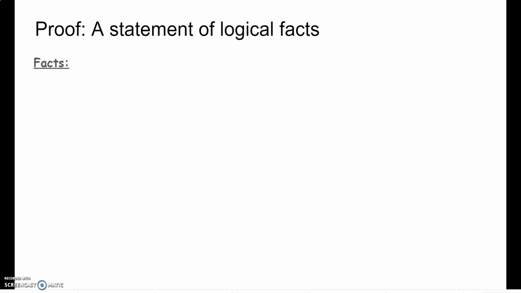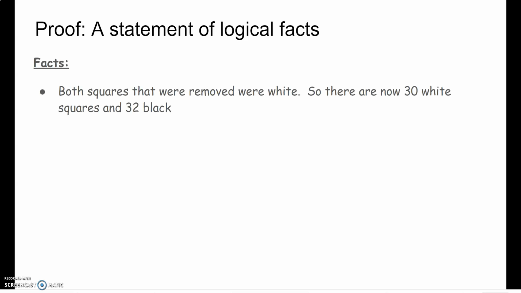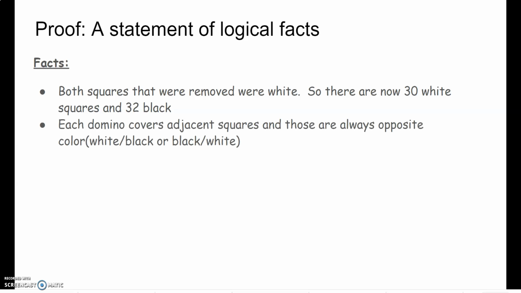So let's start with some facts. Both squares that were removed from our board were white. So there's now 30 white squares and 32 black squares. See if you agree with that. Before it was 32 and 32, but we took out 2 white squares, so now it's 30 and 32. Second fact, each domino covers adjacent squares, and adjacent squares are always opposite color. On a chessboard, it's black next to white, next to black, next to white. It goes black, white, black, white, black, white.